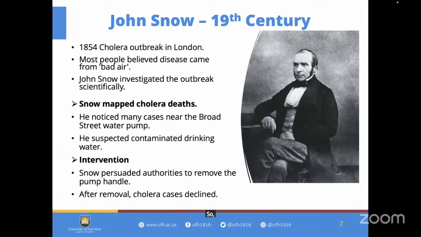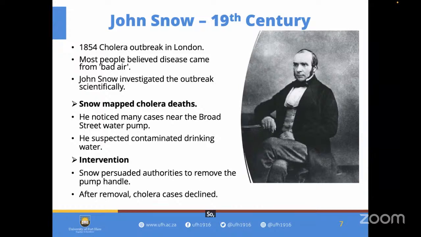So he went further to investigate in that particular street the kind of food they were eating, the kind of water they were drinking, and the likes. And they found out that there was a particular pump where every one of them got water from. And those people getting water from that site were dying or were exposed to some form of disease, which they believed to be bad air.